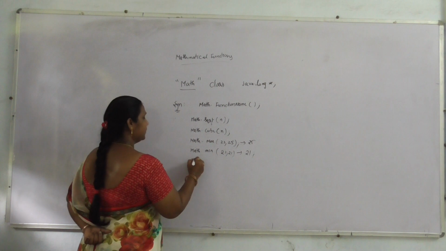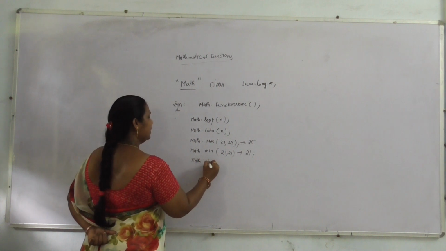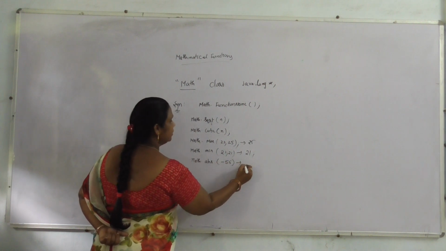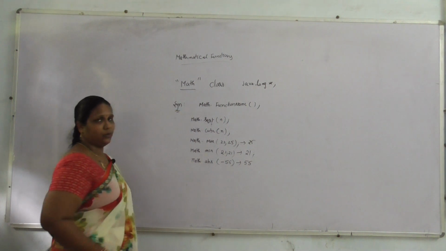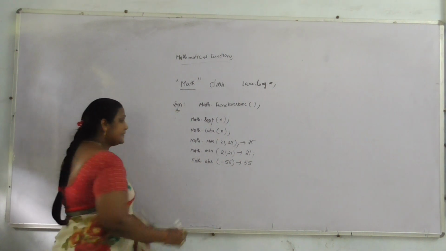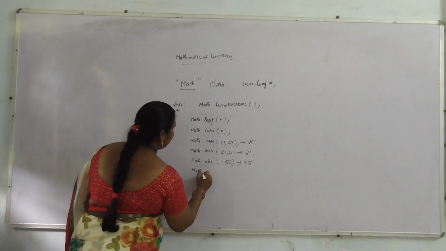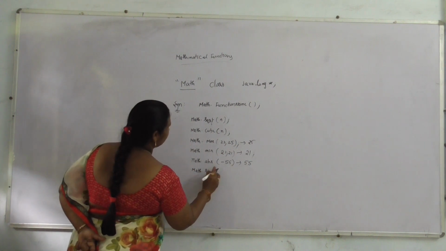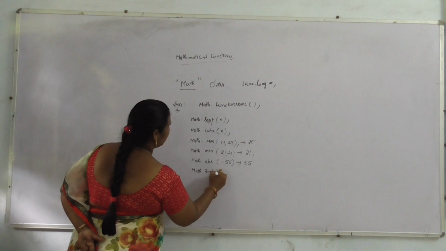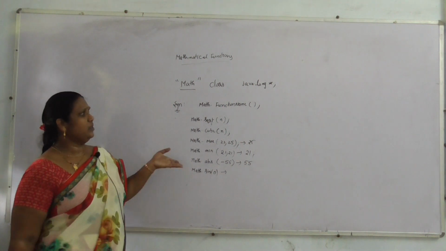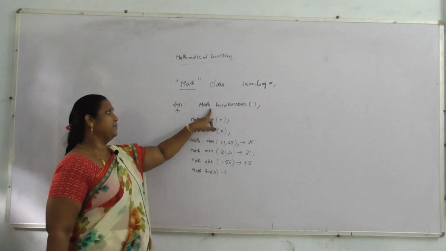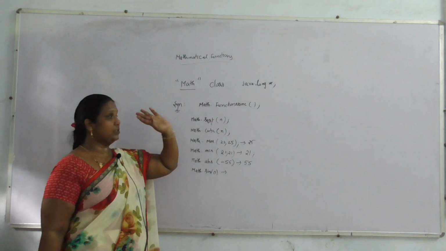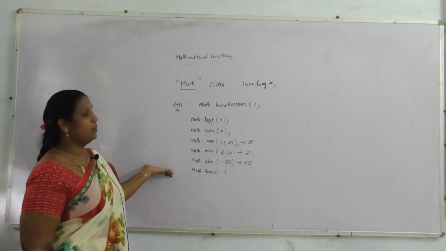Next, Math dot abs of minus 55: the absolute value gives 55. And that means round. Again, Math dot square root, max, minimum, radius, and sine of 0, like this. These are the math functions. By using the dot operator, we access the math functions from the Math class of the lang package. These are the examples of the Math class.